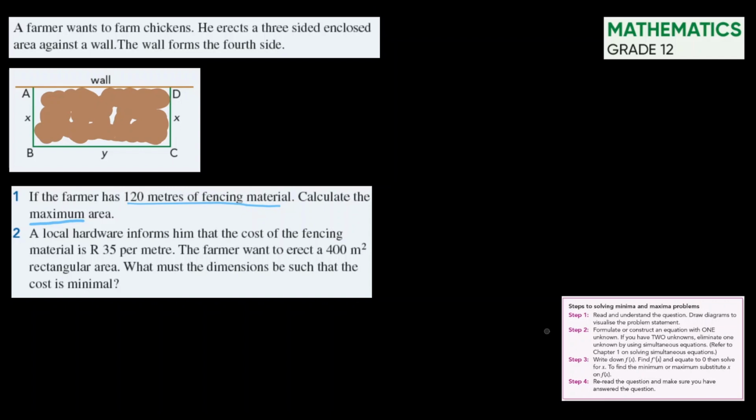So back to our steps, we have to read and understand the question, and I think we have a grasp of what the question is, and then we have to formulate 2 equations from this. So we need to go to step 2. How do we do that? We're dealing with a rectangle, and asking us about area. So what comes to mind is 2 equations.